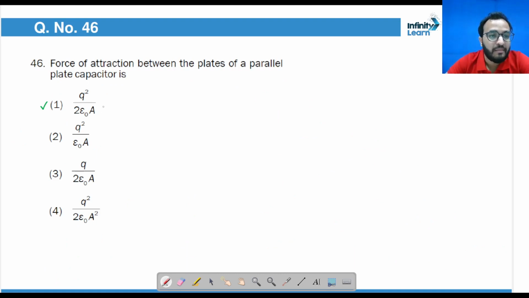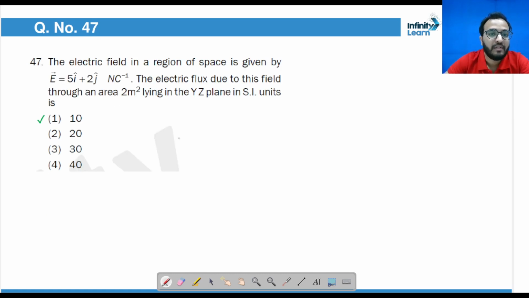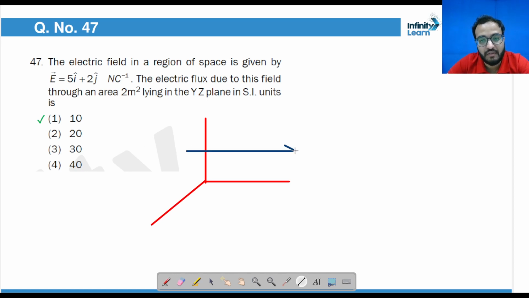The force of attraction between the parallel plates of a capacitor is q square by 2A epsilon naught. Remember this. This is very simple. Where is the electric field? Let me draw it properly. This is the y axis, this is the x axis, and this is the z axis, right? And the electric lines of force are like this: 5 i cap and 2 j cap, right? And where is the area? In the yz plane, like this. This is the area.